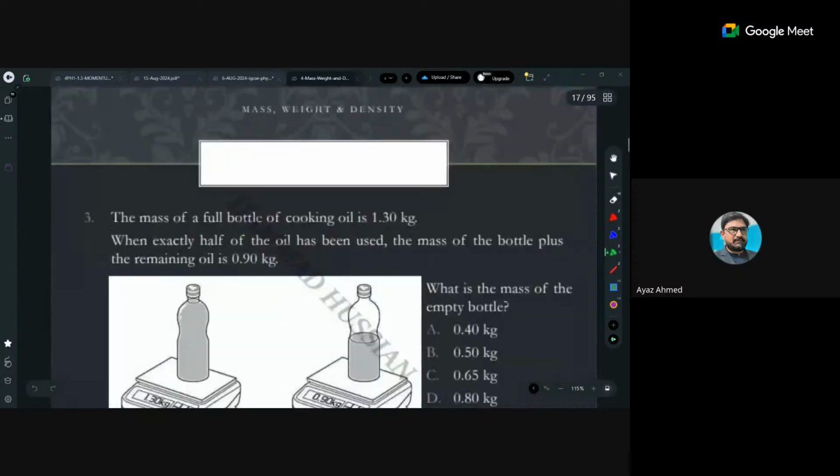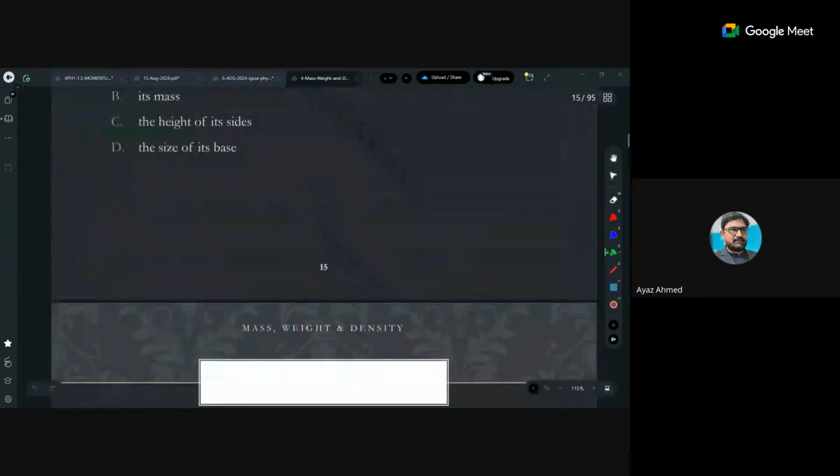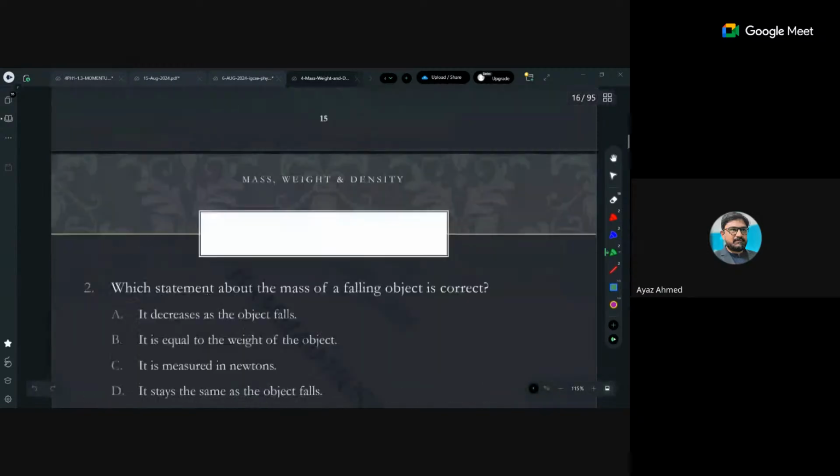Okay, then in this table there is a difference of mass and weight, right? That what is mass and what is weight and how they are being different from each other. So I believe that we have remembered all these, right? Definition है, उसके बाद mass is constant, weight is not, mass is scalar, weight is a vector. Mass is measured in kilograms, weight is in newtons. Mass is measured by a beam balance or electronic balance, and weight is measured by a spring balance. Mass cannot be zero and weight can be zero. So you know everything from this slide.